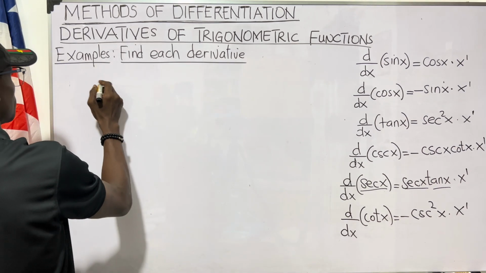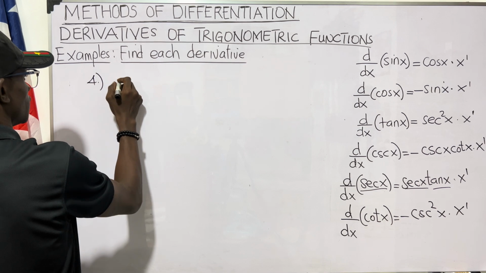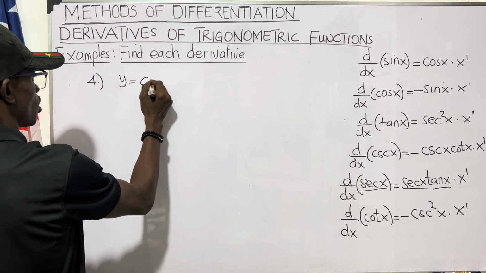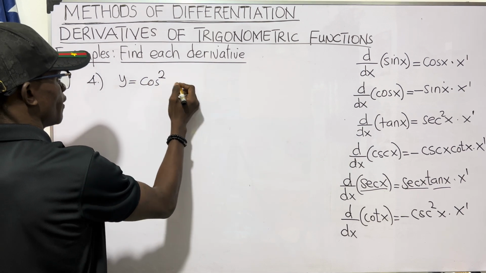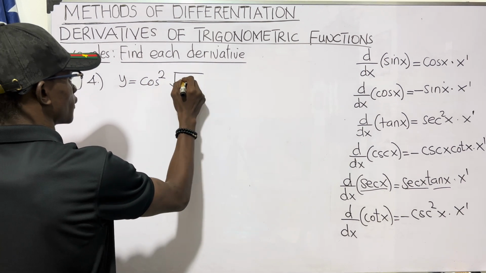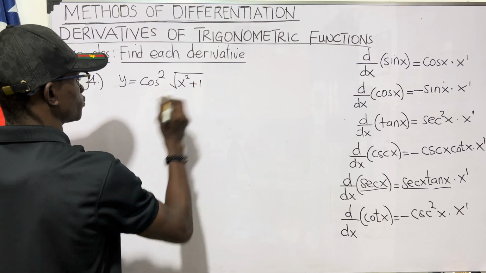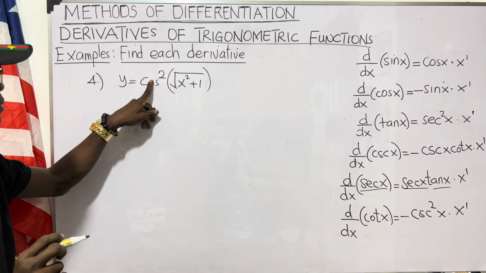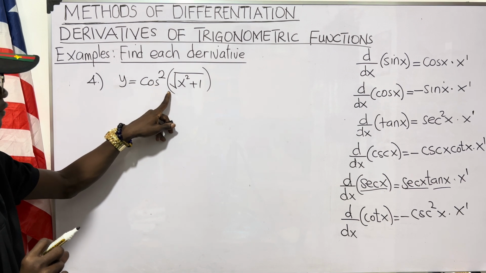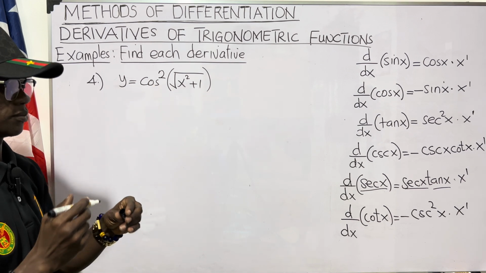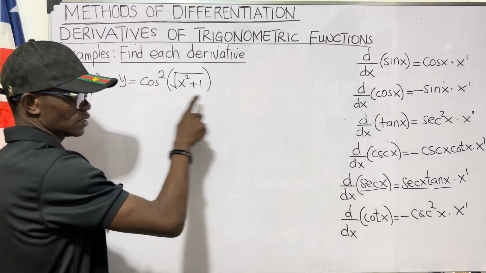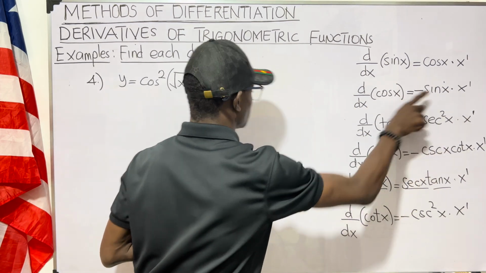So another problem says y equals cos squared of the square root of x squared plus 1. So this is the angle. What if we had this problem? y is equal to cos squared of the square root of x squared plus 1. So the derivative now of cos is just negative sine.